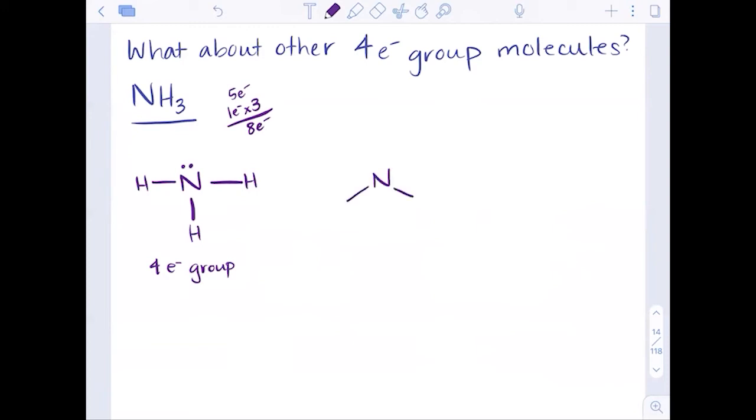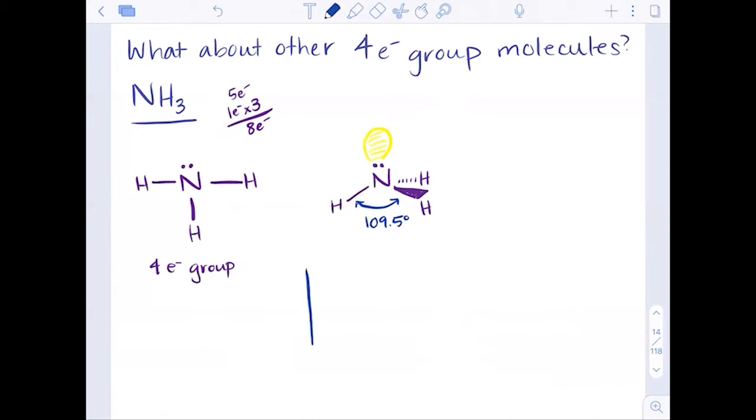Again, you would not need to know how to draw this with the wedges and dashes, but we can kind of emphasize the 3-dimensional shape here. I'm going to put these lone pairs up on top. I'm going to draw a little balloon up here to remind us, yep, they take up space. And there's that 109.5 for the bond angle. Now, how did that actually happen?